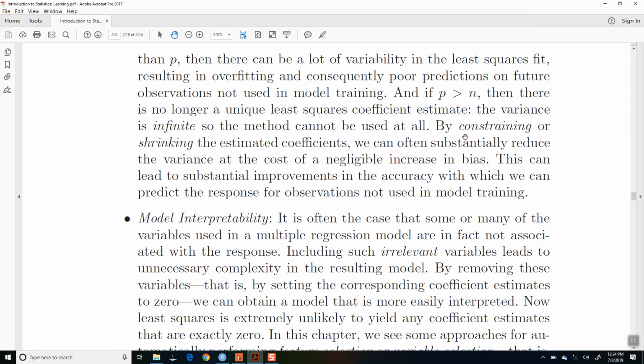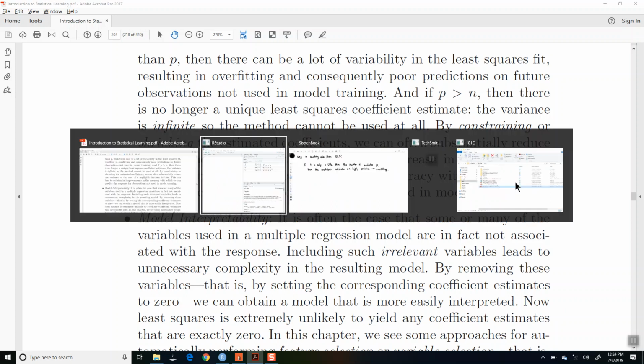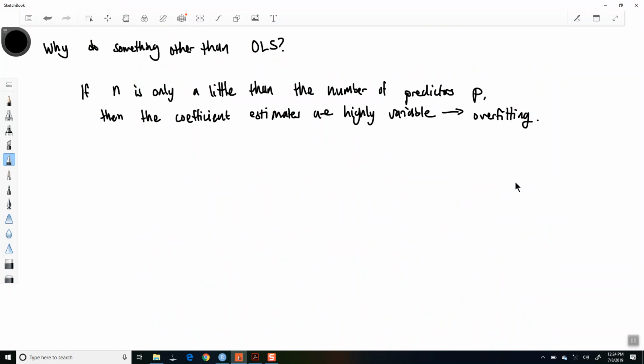One solution is to constrain or shrink the estimated coefficients, which are highly variable. So one solution is to constrain or shrink the coefficients.